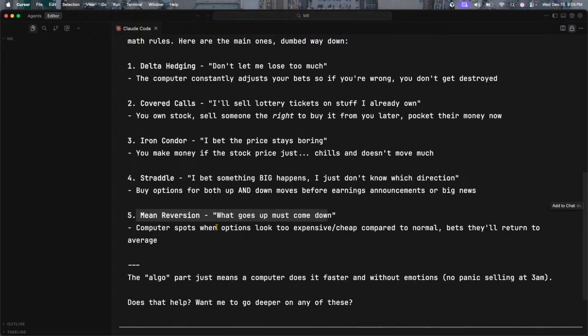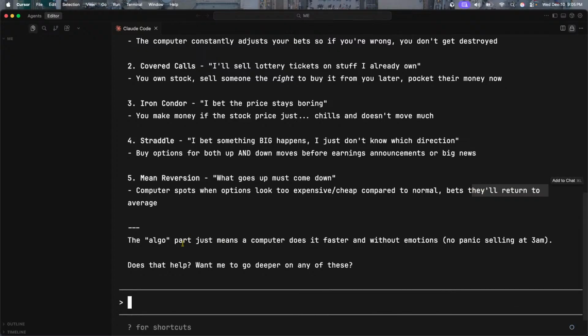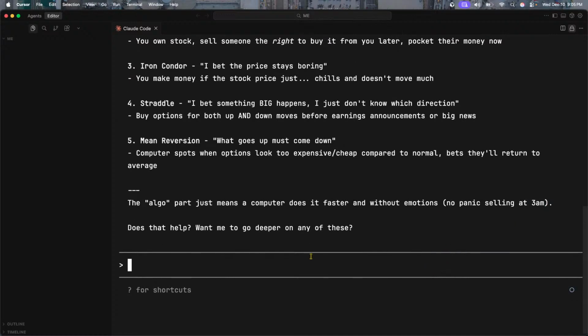So the computer spots when an option looks too expensive or too cheap compared to normal, and then it bets that it will return to the average. The algo part just means that the computer does it faster without any emotions or panic selling at 3 a.m. You can't really sell an option at 3 a.m. It depends what kind of option, right? But we're going to be doing 0 DTE options. So let's go ahead and give it more context. All right, perfect.